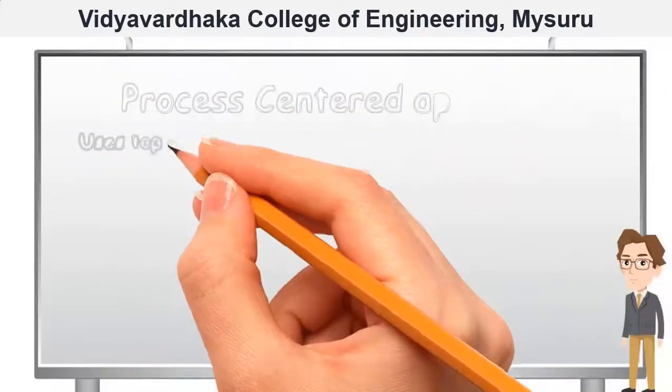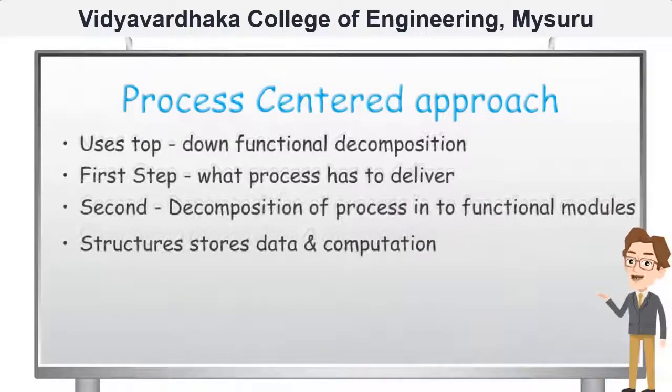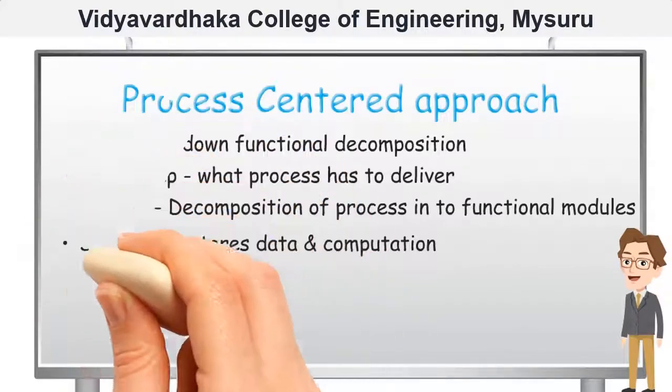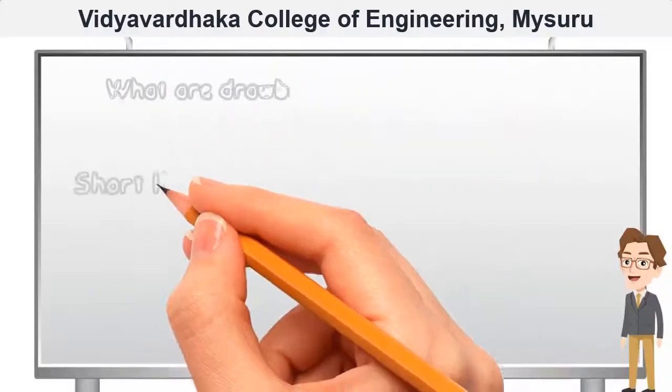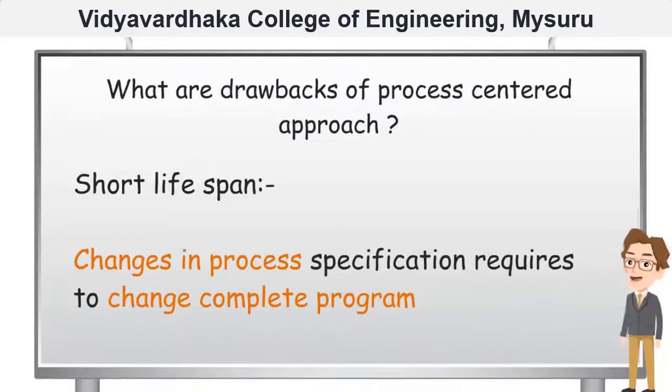The traditional approaches were process-centered approaches, which used a top-down functional decomposition. The first step in this design is to recognize what the process has to deliver, followed by decomposition of the process into functional modules. Structures store the data and computation from which the data can be manipulated. Now we shall see the drawback of a process-centered approach: short lifespan. Changes in a process specification require changing the complete program.